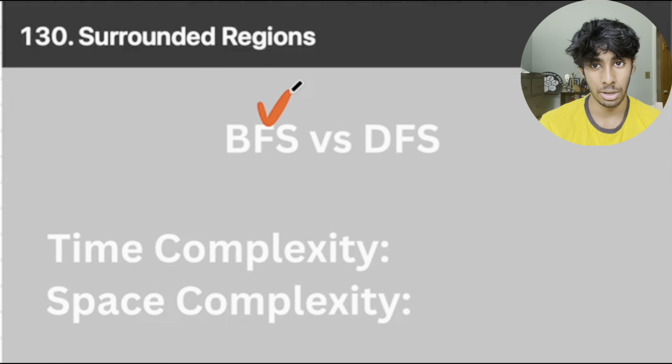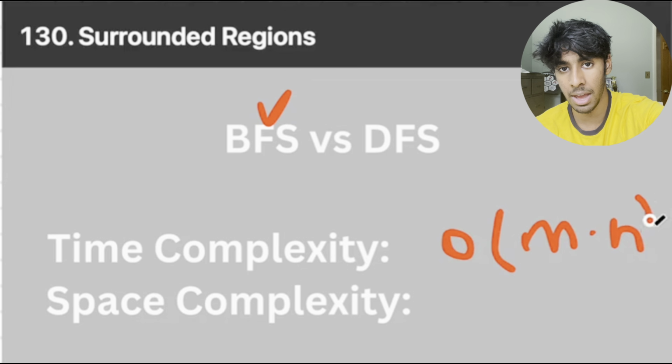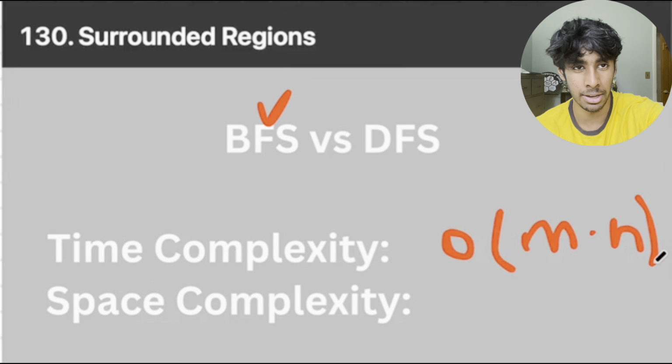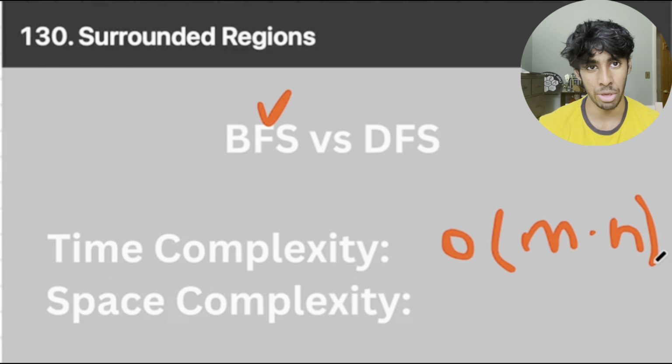Both of these searching systems are going to take O of m times n time complexity and O of m times n space complexity. And the reason why is because for time complexity, we're not going to be checking any cell more than once. So therefore, the time complexity is just going to be scaling with the total number of cells in our grid. If the grid has a length of m and a width of n, the total number of cells is going to be m times n.